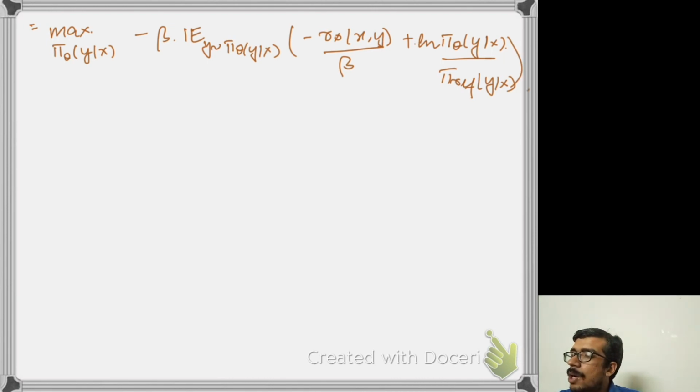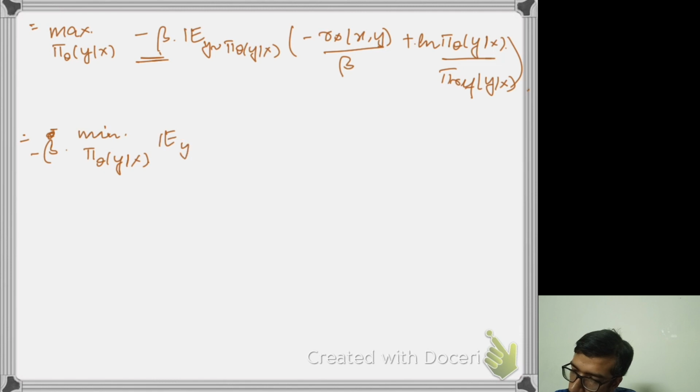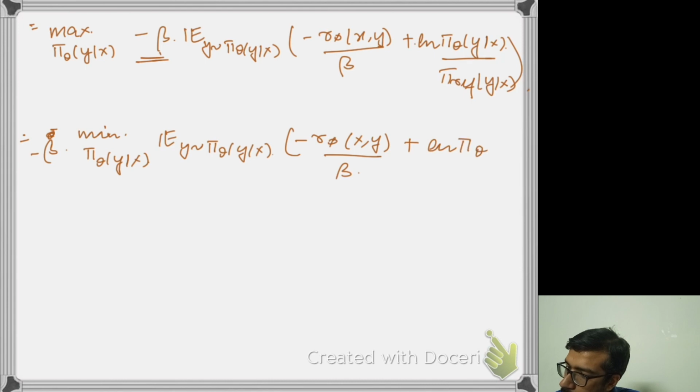Okay. And now I want to express this entire expression as a ratio of logs. So let's do that. Before that, we see that there is a maximization of minus beta times this quantity. So this is equivalent to minus beta times the minimum over pi theta y given x, expectation of y sampled from pi theta y given x, and here I have minus r phi xy over beta plus log of pi theta y given x over pi ref y given x.